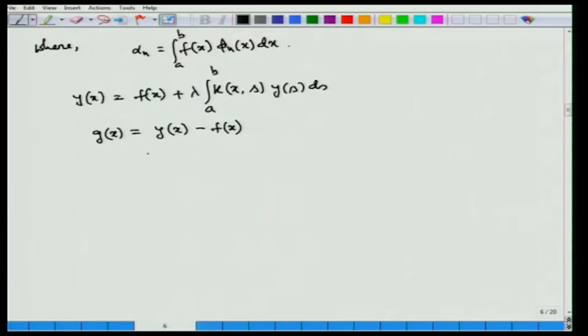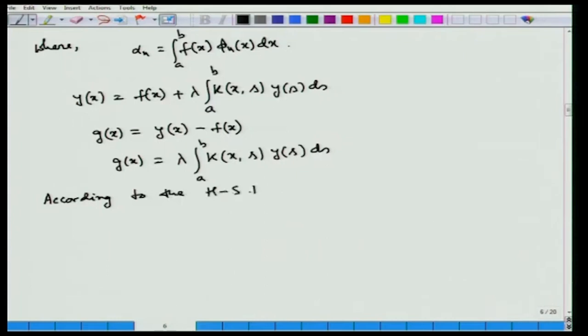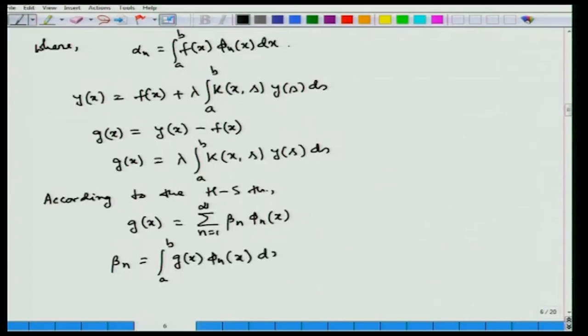g(x) equal to lambda integral a to b k(x, s) y(s) ds. Now, for this problem we can apply the Hilbert-Schmidt theorem. So, according to the Hilbert-Schmidt theorem, we can write g(x) is equal to sigma n running from 1 to infinity beta n phi n(x), where beta n is integral a to b g(x) phi n(x) dx. This result we can write using the Hilbert-Schmidt theorem.